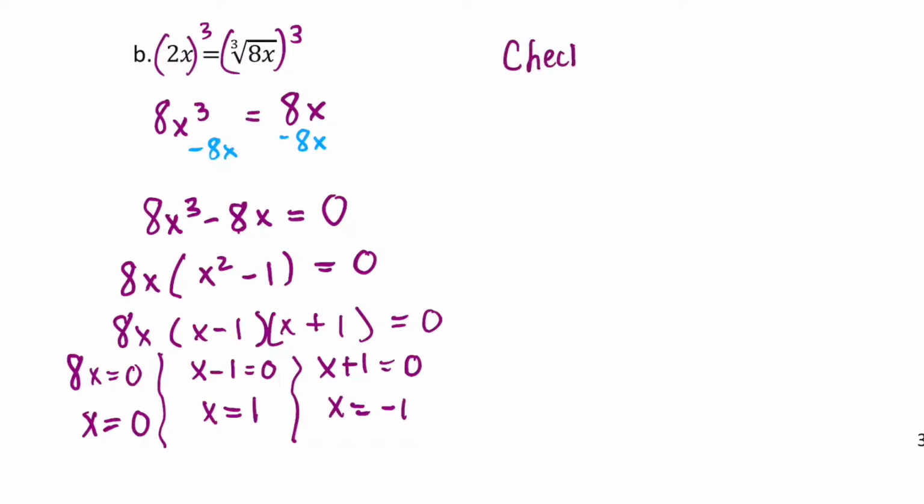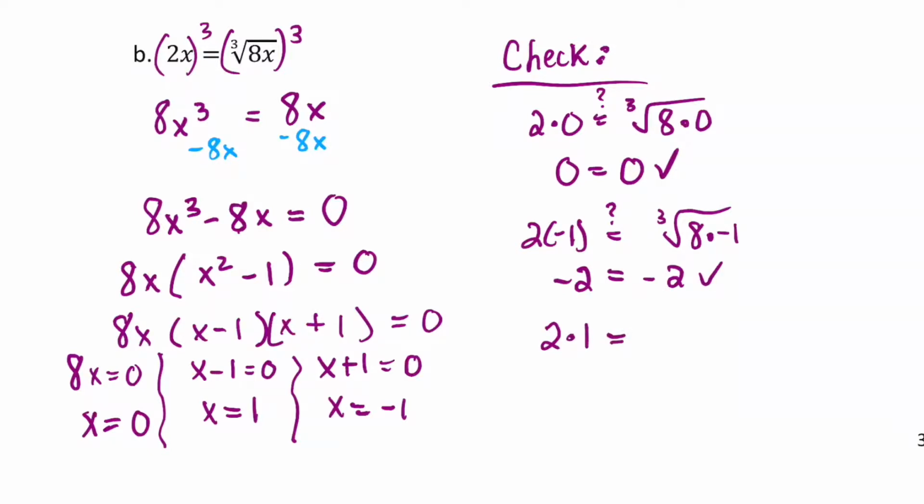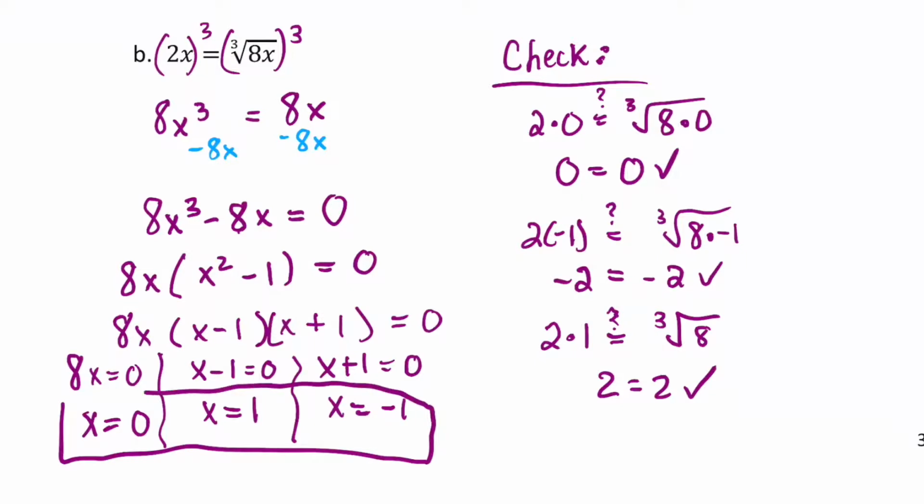Now you do need to check all 3 of them in your original equation. So if you do 2 times 0, see if that's equal to the cube root of 8 times 0. Well, 0 is equal to 0, so we're good with x equals 0. If you do positive 1 and -1, I'm going to do -1 first here. I've got -2 equals the cube root of -8. That's -2. And if I do positive 1, I've got 2 equals the cube root of +8, which is also true. So all 3 of those work.